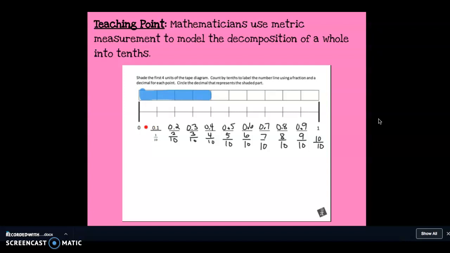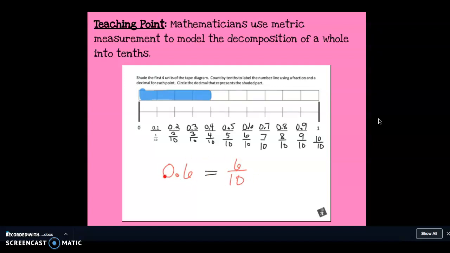So we've connected the decimals to the fractions so that when a student says, oh, 0.6, we want them to immediately know that that is equal to 6/10. And at this point, we're not worrying about reducing or simplifying fractions.